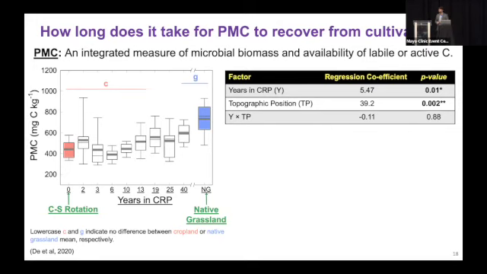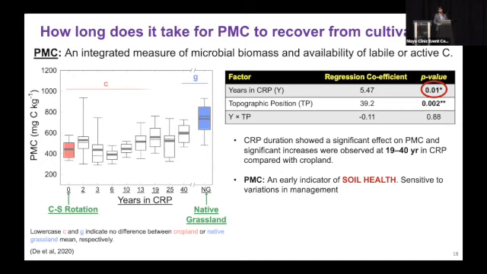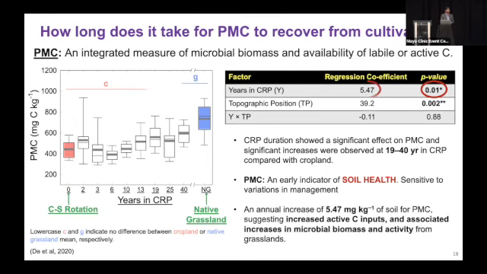It was kind of surprising to us because PMN and the PMC were measured exactly the same way, from the same kind of sample vials that we used. Our hypothesis was that PMN is supposed to work the same way as PMC, but we didn't see that in the previous slide. In this case, we see that PMC was an early indicator of soil health. It was sensitive to the variation in management, with an annual increase of 5.47 milligram per kilogram. And we see that the changes started to happen between 13 to 19 years.